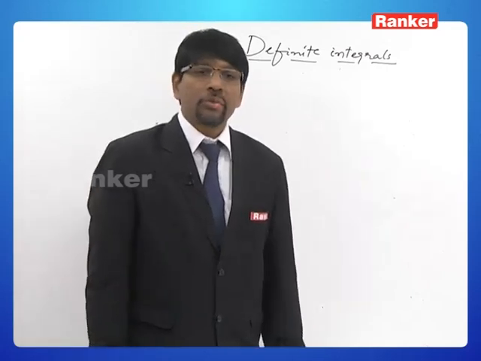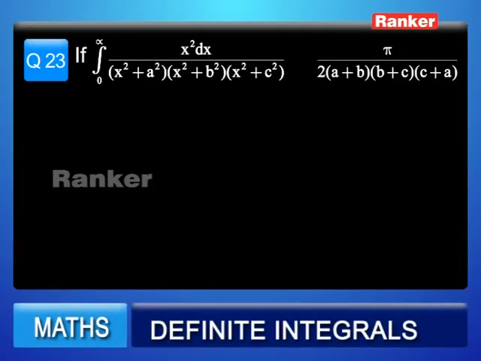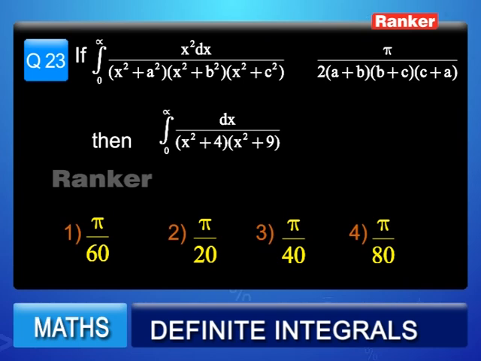Let us move to the next question, question number 23. If the integral from 0 to infinity of x square dx by x square plus a square into x square plus b square into x square plus c square is equal to pi by 2 into a plus b into b plus c into c plus a, then the integral from 0 to infinity of dx by x square plus 4 into x square plus 9 is equal to, the first option is pi by 60, second option is pi by 20, third option is pi by 40, and fourth option is pi by 80.